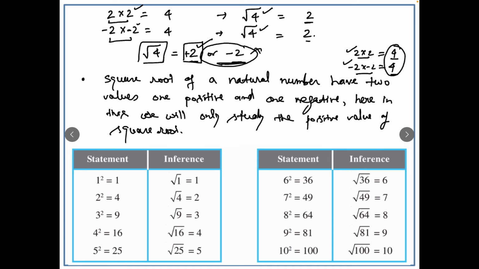Okay, so I have written some squares and square roots. The square of 1 is 1, square root of 1 is 1, square of 2 is 4, so the square root of 4 is 2. In a similar way, you can see the square of 3 is 9, square root of 9 is 3, and so on till the square of 10 is 100. So the square root of 100 is 10. Okay, so that's how we read this. We read this as square root of 25 is equal to 5. Okay, I hope you understood.